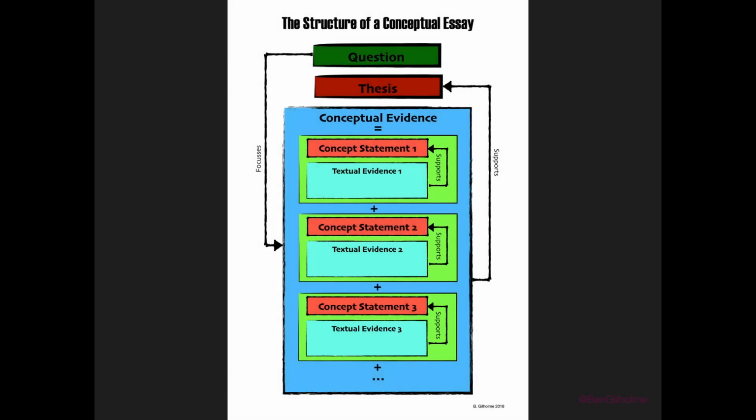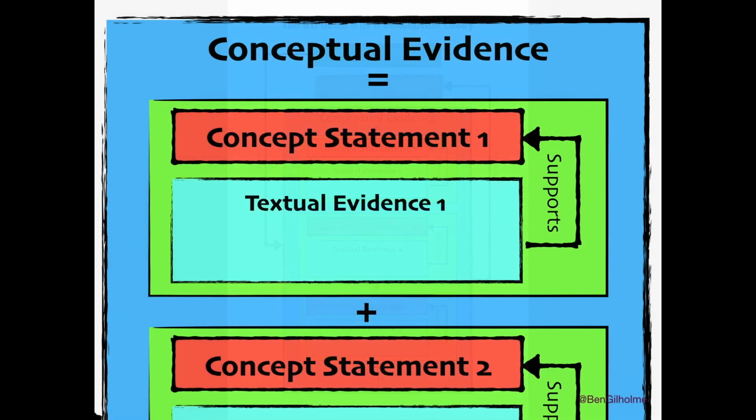It's also helpful at this point to show how a paragraph fits into the essay as a whole. Remember that your goal is to prove that your thesis is an answer to the focus provided by the question. You support that with conceptual evidence, which is then broken down into a series of logical steps. The essence of each of those steps is captured in a concept statement. You then use your textual evidence to support each concept statement. Once you understand this, you'll see why writing an effective conceptual essay in English is far more than just explaining what the text is about.